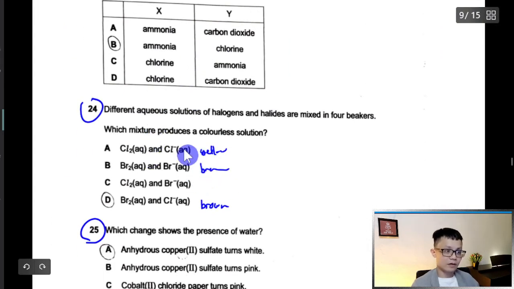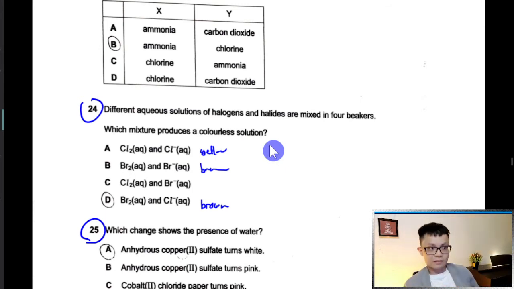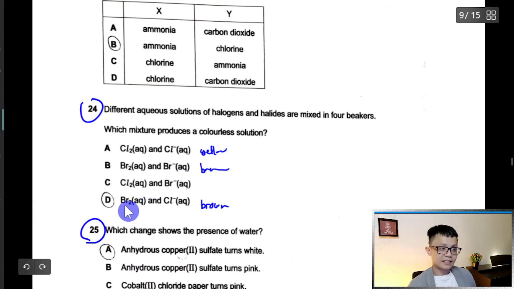24. This one also I think is a bit difficult. Different aqueous solutions of halogens and halides are mixed in 4 beakers. Which mixture produces a colorless solution? If you see the bromine test, bromine with chlorine will produce brown, and bromine will still probably be around brown because bromine is brown in color. Chlorine is more yellow greenish. Okay, so the answer will be A.